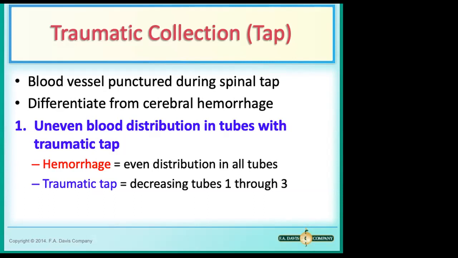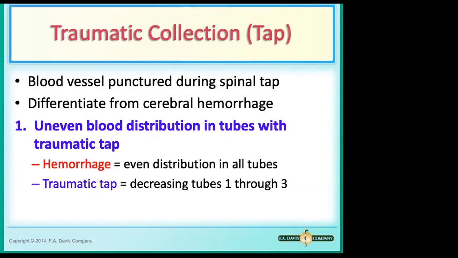Now it's very hard, because one could think that, wow, I'm collecting CSF that's bloody, this can be intracranial bleeding that's happening to the patient. There is a way to determine that, because sometimes we don't know when we're injuring the blood vessels as we're going in. So we have to be able to tell the difference between them.